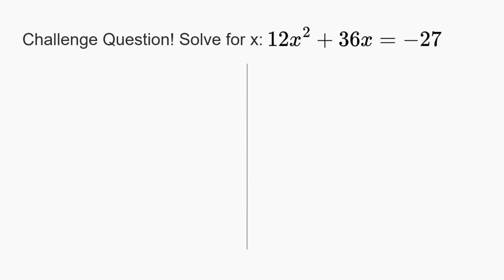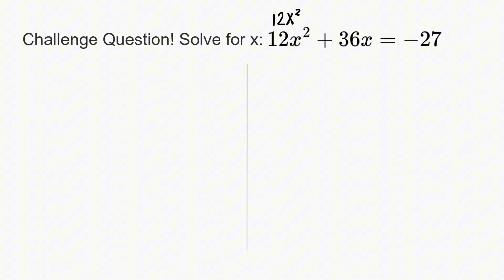We've reached our final challenge question. My challenge for you is to solve for x for this equation, but to solve it in 2 different ways. So pause, try to solve it, and comment your answer down below. Now, let's get started. The first thing I'm going to do is move this negative 27 over so something's equal to 0. So I'm going to write it right here.